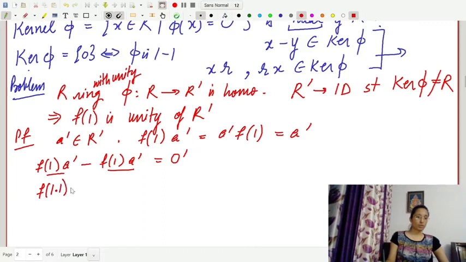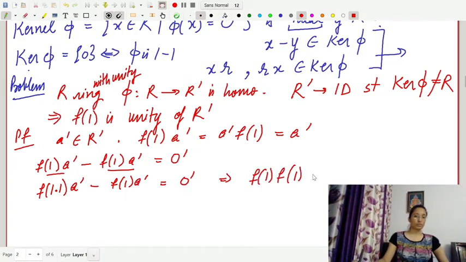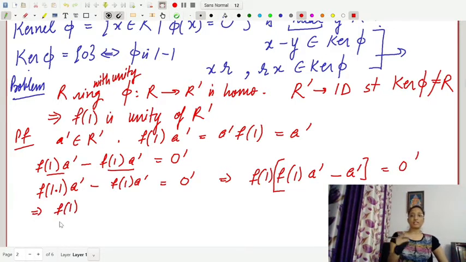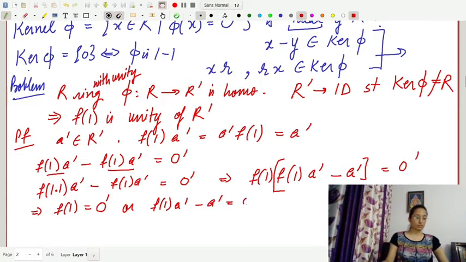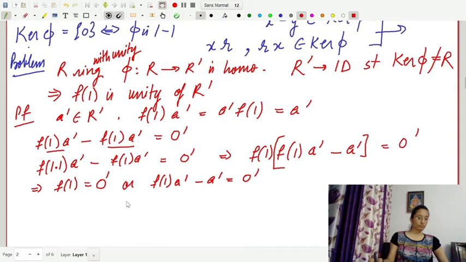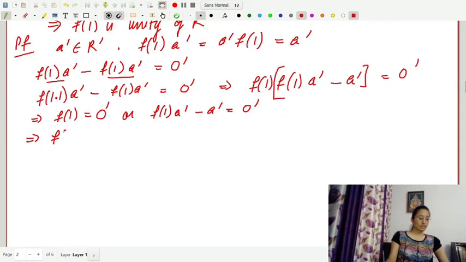f of 1 into 1 a dash minus f of 1 a dash is equal to 0 dash, which in turn implies, since it is a ring homomorphism, taking f of 1 common, f of 1 times a dash minus a dash is equal to 0 dash, which in turn implies, since R dash is an integral domain, either f of 1 is equal to 0 dash or a dash minus a dash is equal to 0 dash, which in turn implies either f of 1 is equal to 0 dash or f of 1 a dash is equal to a dash.